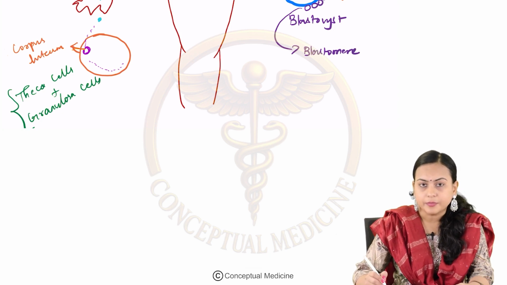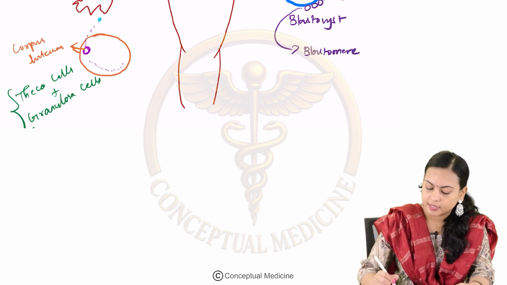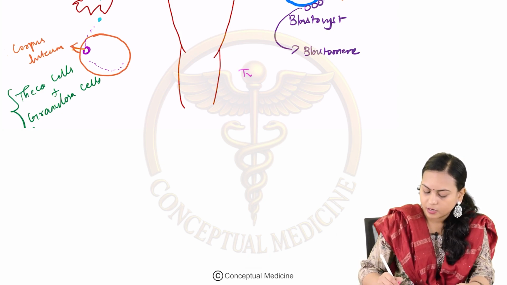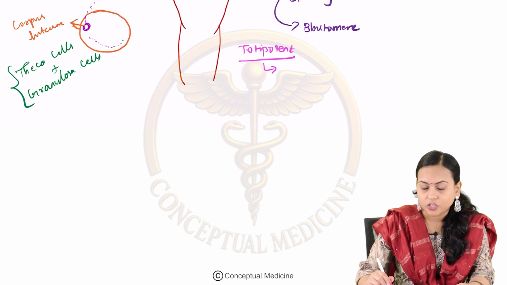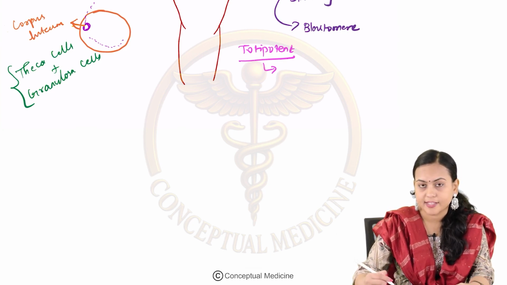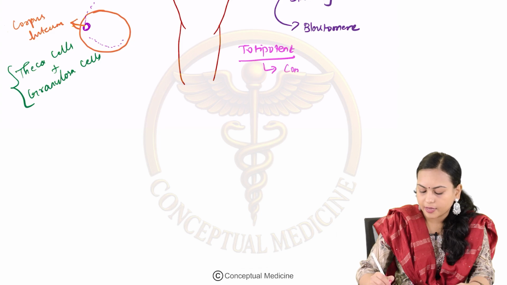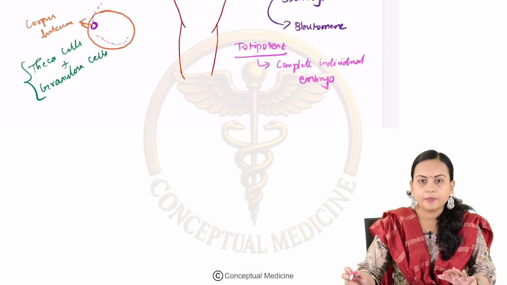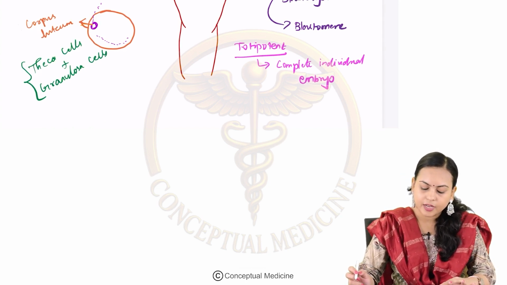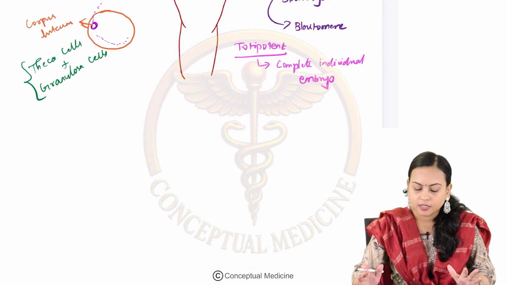Now each cell of this blastocyst is called a blastomere. Remember, a blastomere is a totipotent cell. What is totipotency? Totipotency is nothing but that at this stage each blastomere is capable of becoming a complete individual embryo. Understood? Now what I am getting at is that we are going to discuss the hormonal action.